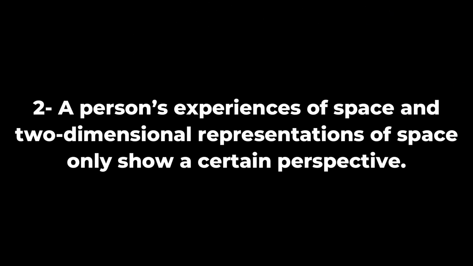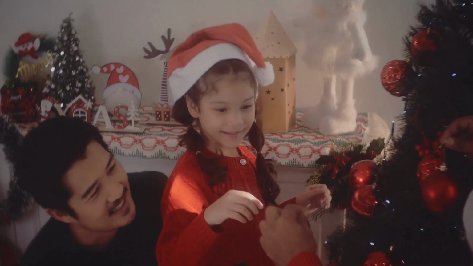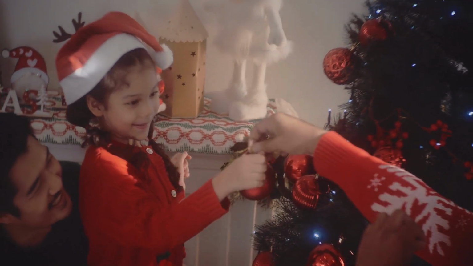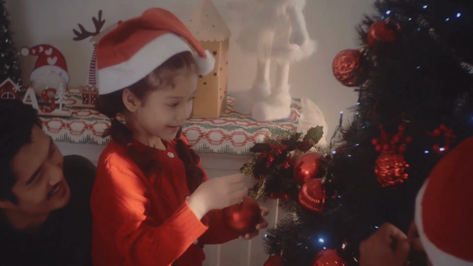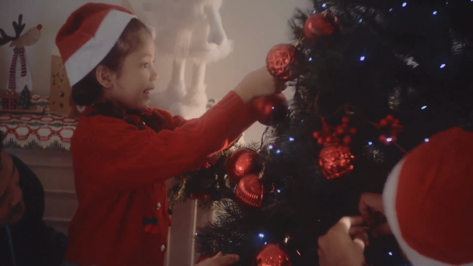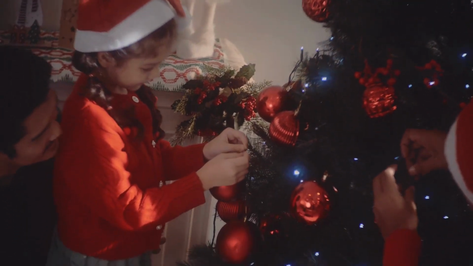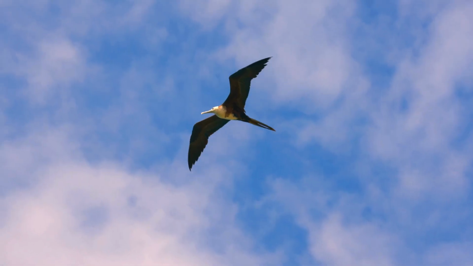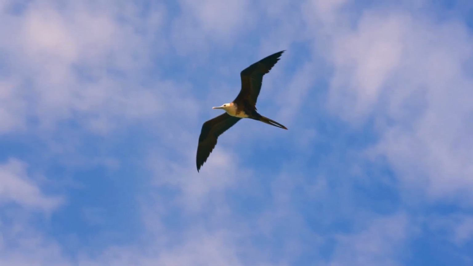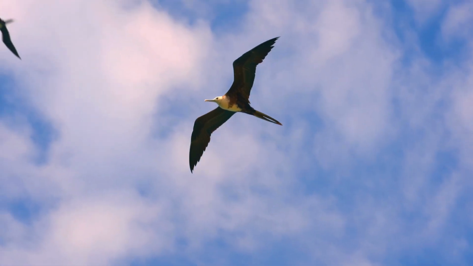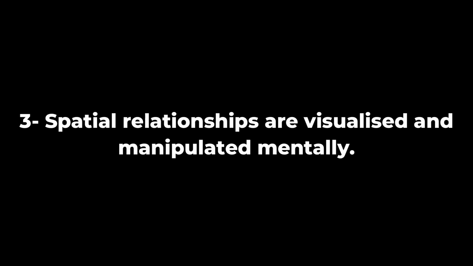Secondly, a person's experiences of space and two-dimensional representations of space only show a certain perspective. Children learn that when seen through other perspectives, spatial relationships look very different, so they need to listen to how others are saying something through organic self-discovery. The garden can look very different when seen from a bird's eye view or from a taller angle than a child's eye level.